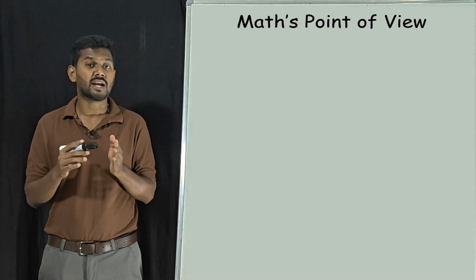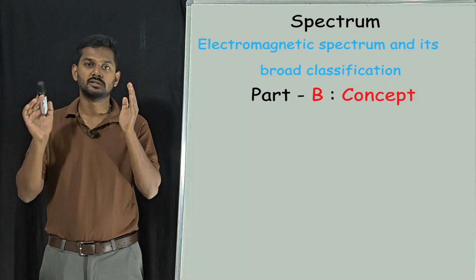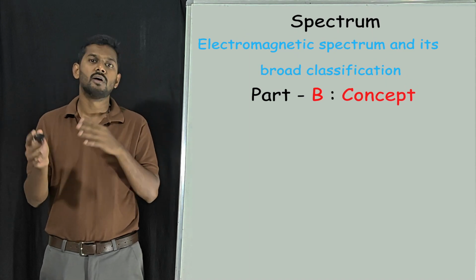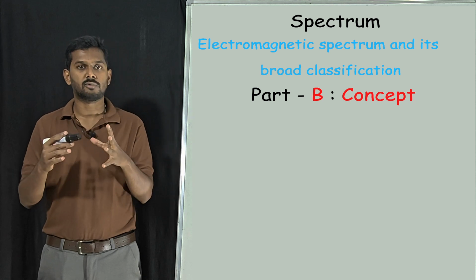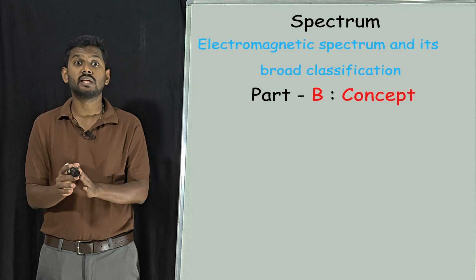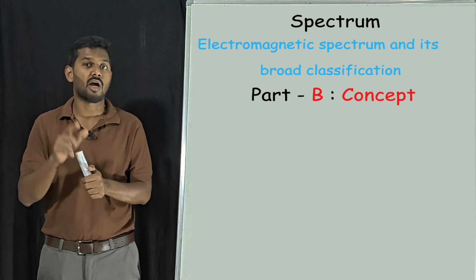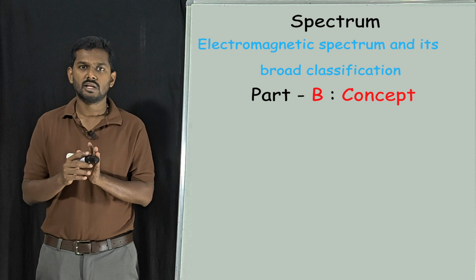Today we are going to understand the concept of electromagnetic spectrum and its broad classification. This is part B of the main chapter, spectrum. So here we are going to learn the concept. We'll understand the concept, and in this chapter there are many things which are not there in the syllabus. You have to focus on that, which I am going to teach you during the lesson.